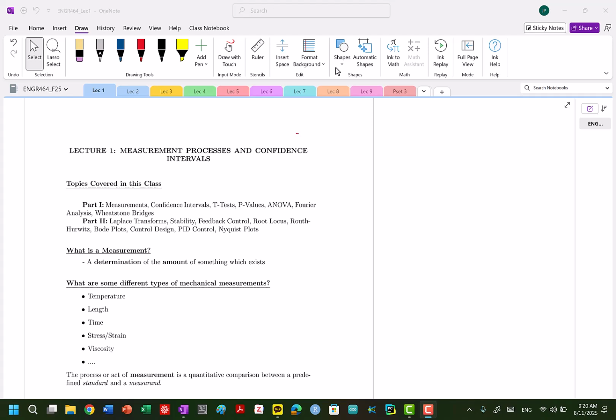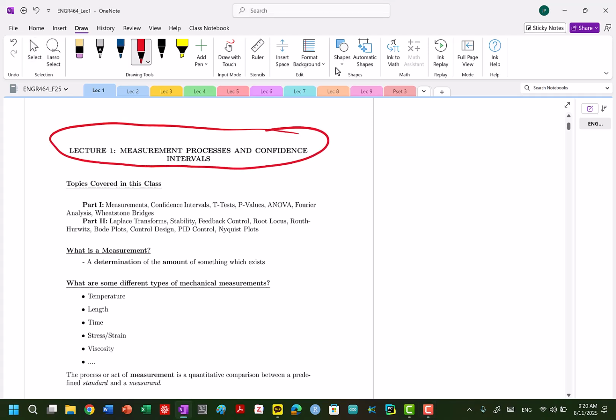All right, everyone, we are back. And now that we've done our introduction, let's get into our first lecture, which is measurements, processes, and confidence intervals.